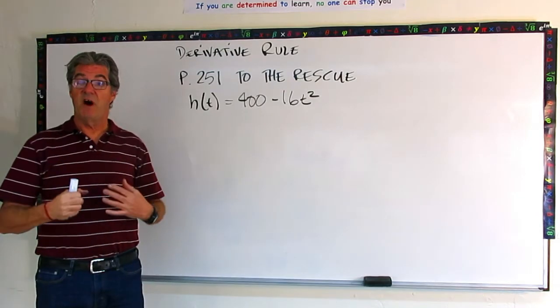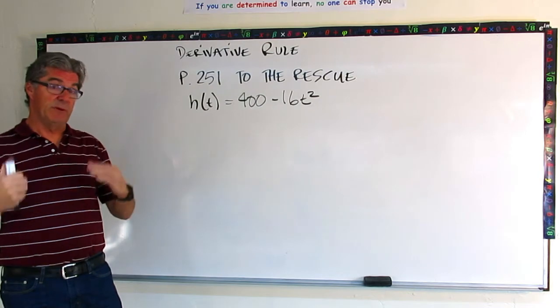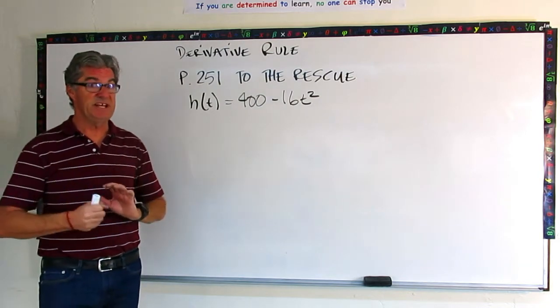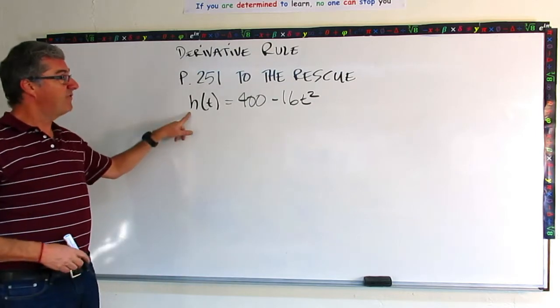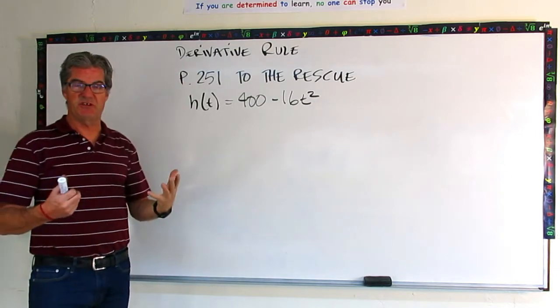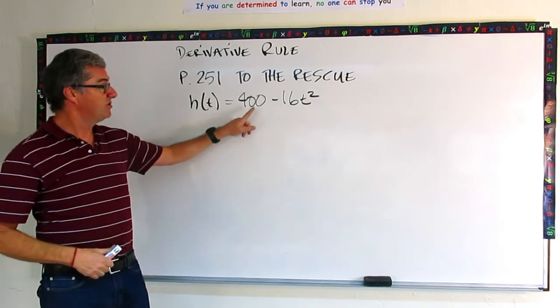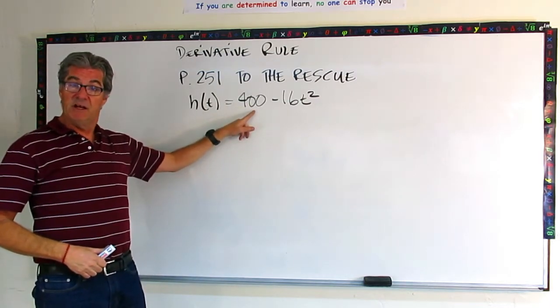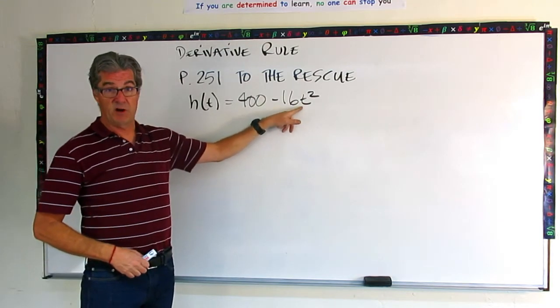Okay, let's move on to one of our problems from the Green Book to talk about how to use a derivative function to find an instantaneous rate at any point in time. So here's our function for page 251, to the rescue. This is the supply bundle that got dropped from the helicopter. The helicopter is 400 feet above the ground, and the object starts falling due to gravity, due to this part of our equation.